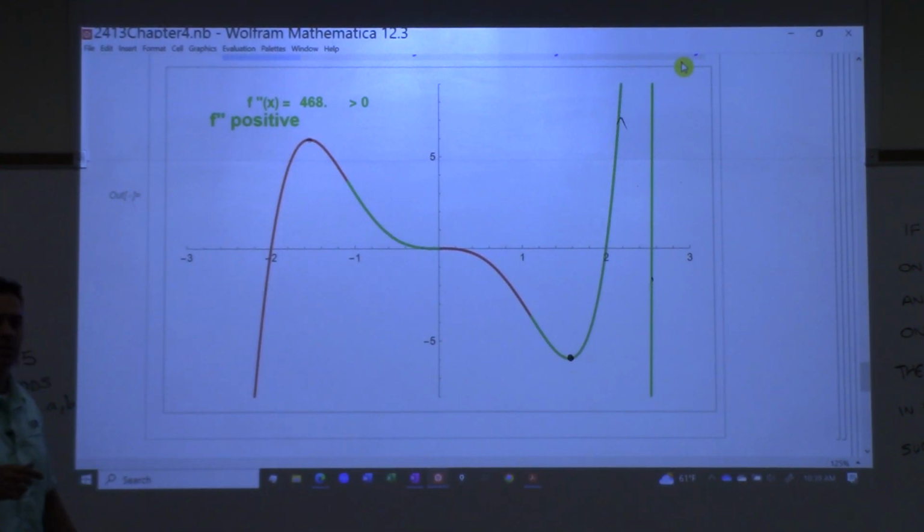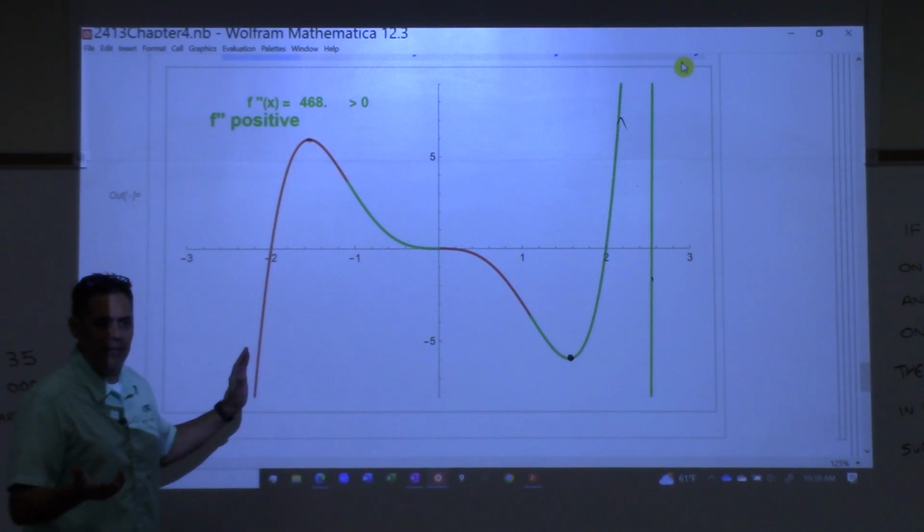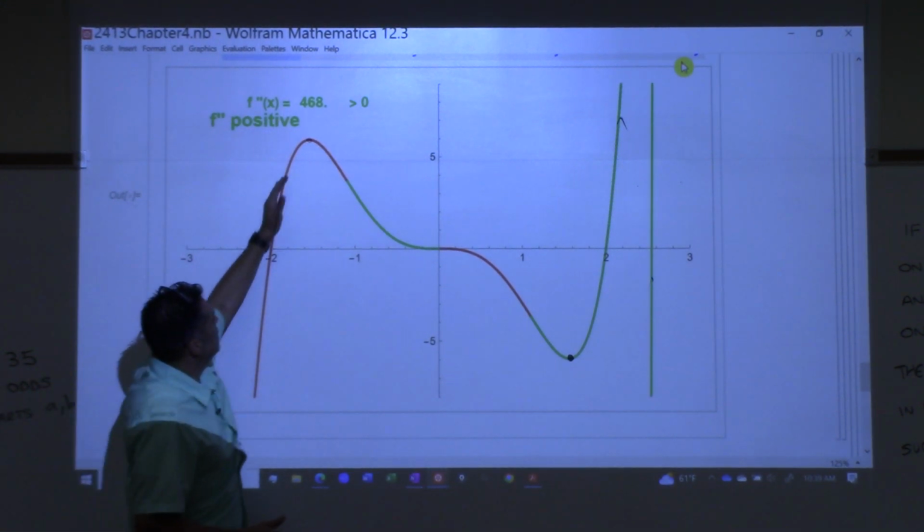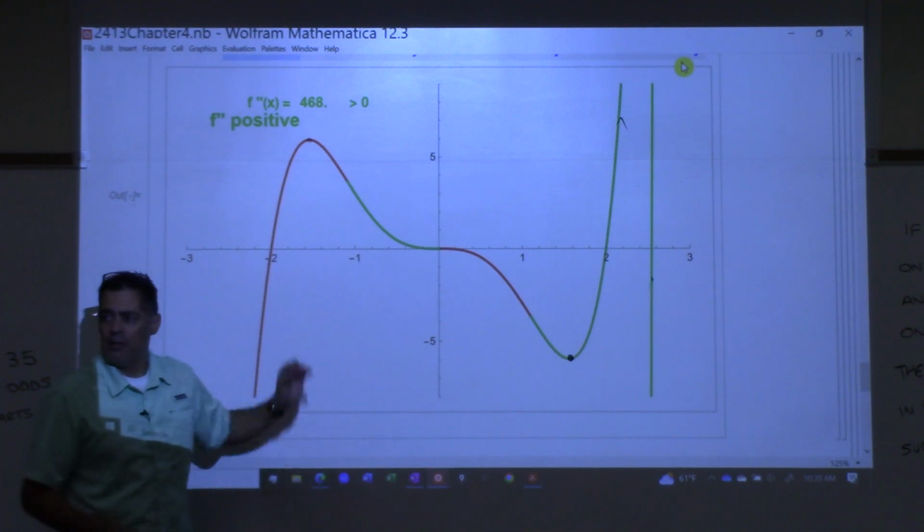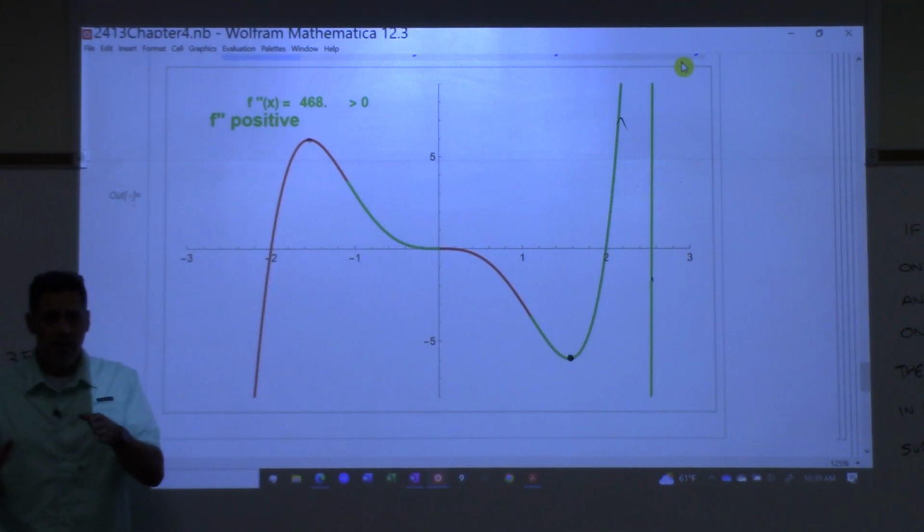Yeah, go ahead. You raised your hand. I heard voices and I saw your hand. The fact that if it's concave down, it's going to be... So you're using the word concave down, basically facing downward. Do y'all see in the red section, the graph looks like part of a frown?